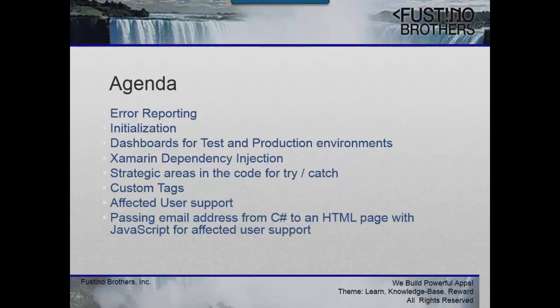You know, I've got an error. How many people are getting this, and who are they? Can I contact them? These are all things that come into play here, as well as talking to JavaScript on an HTML page from my C# app. How do I go about doing that and have the tracking all part of it?